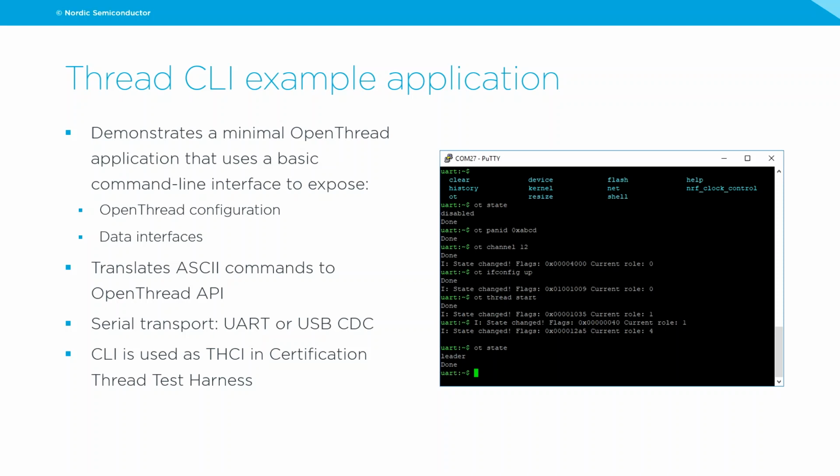Now that we have installed nRF Connect SDK and the toolchain, we would like to build an example to make sure that everything is working correctly. For this, we will use the Thread CLI example, which is available in nRF Connect SDK. This example demonstrates a minimal command line interface that is used to expose OpenThread configuration and data interfaces. What this does is translate ASCII string commands into OpenThread API calls to configure the chip.